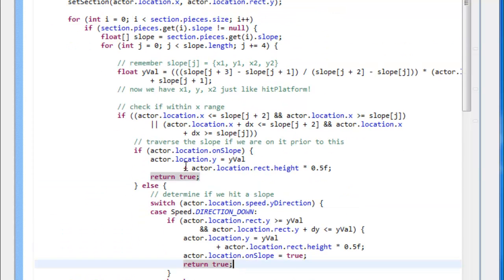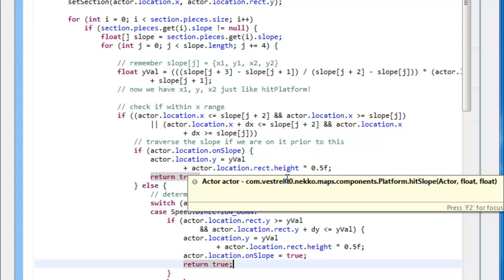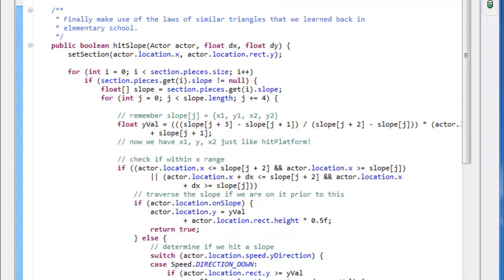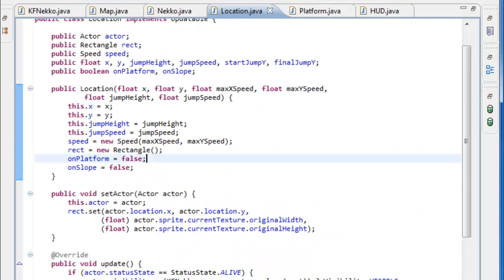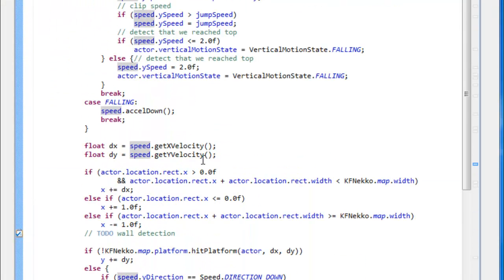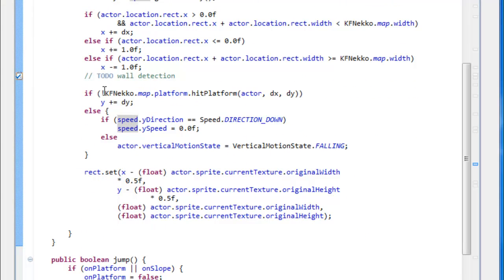All right. Now, there's actually a big flaw in this, and I'll show you what I mean. Now, let's actually use this. Let's go back to our location, and this is going to get a little tricky, and it took me a while to get this, but I'll try to explain as best as I can.